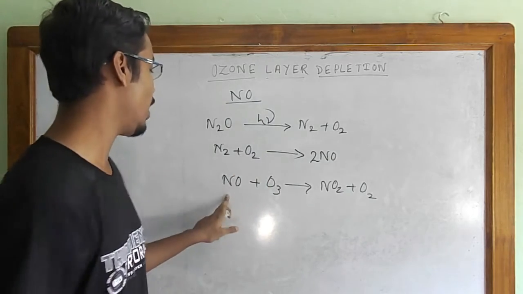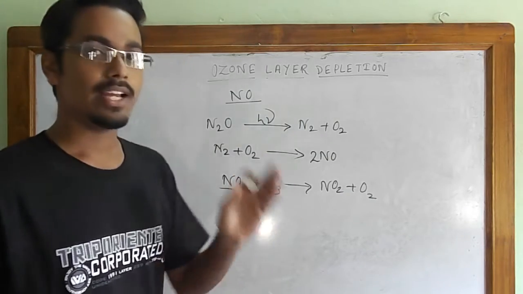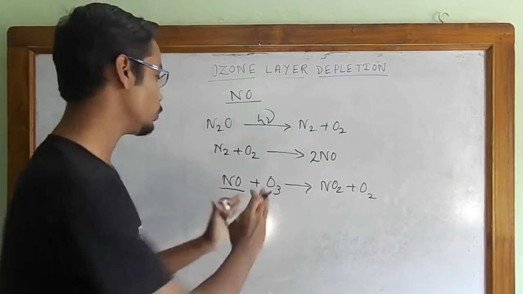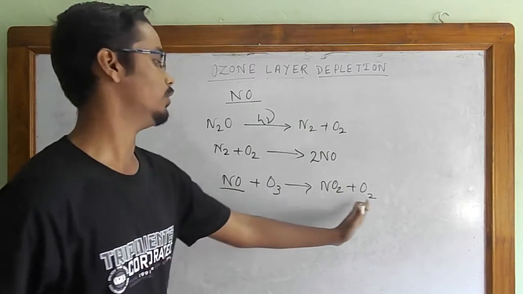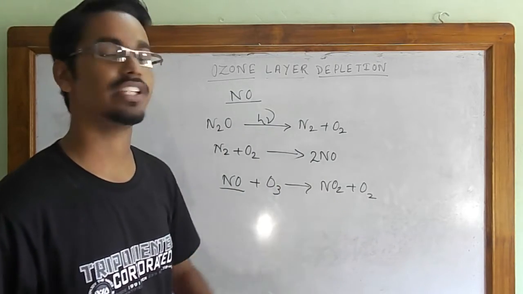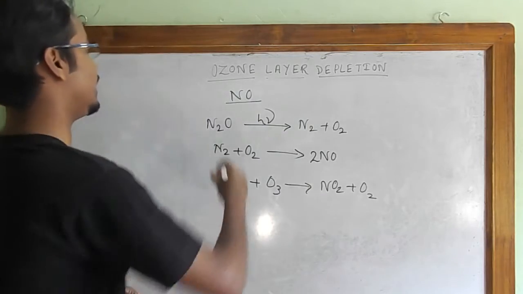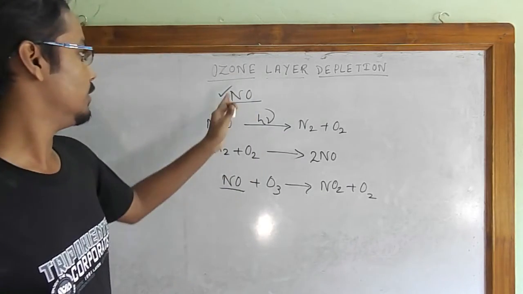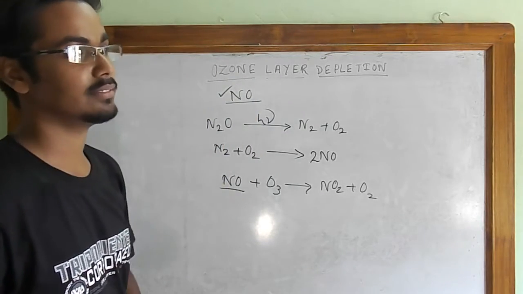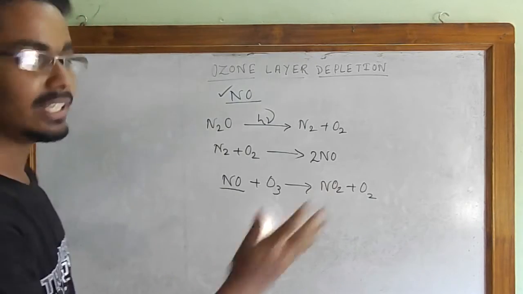This is how NO depletes the ozone layer. It reacts with ozone and reduces it to oxygen and nitrogen dioxide. So this is how nitrogen oxide, the NO, that is the nitric oxide, depletes the ozone layer.